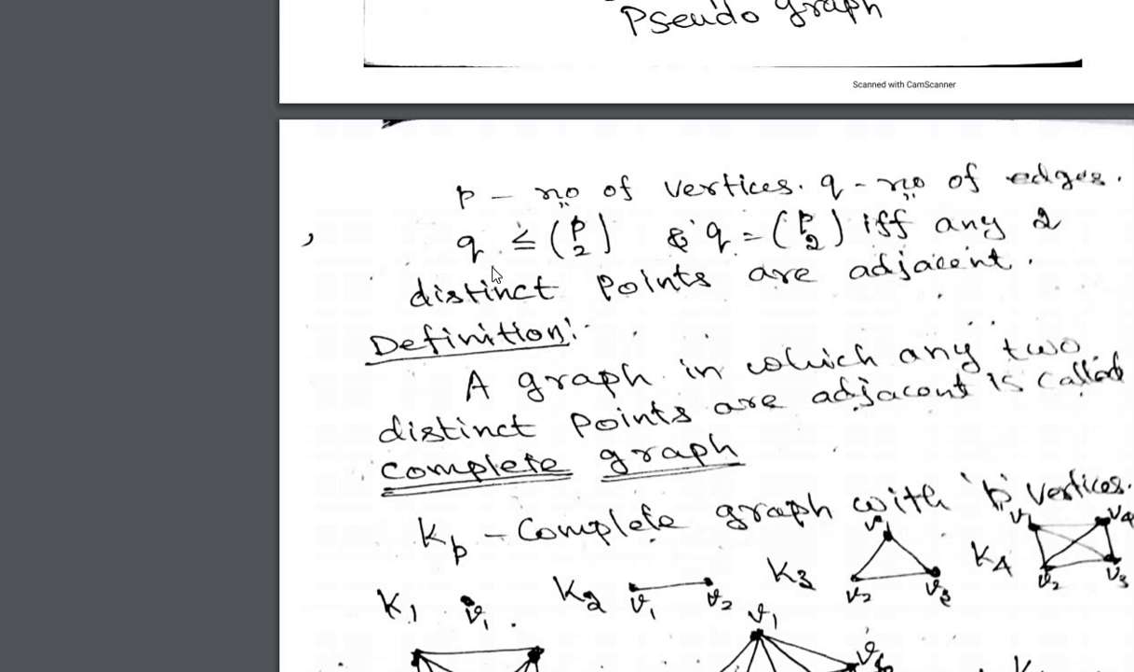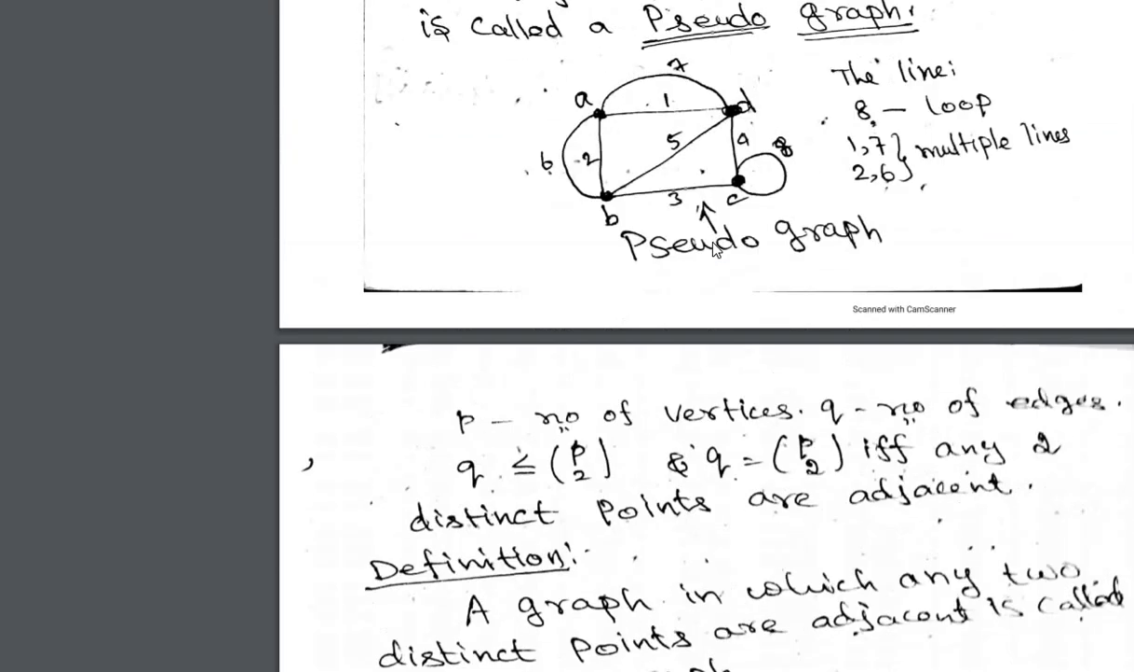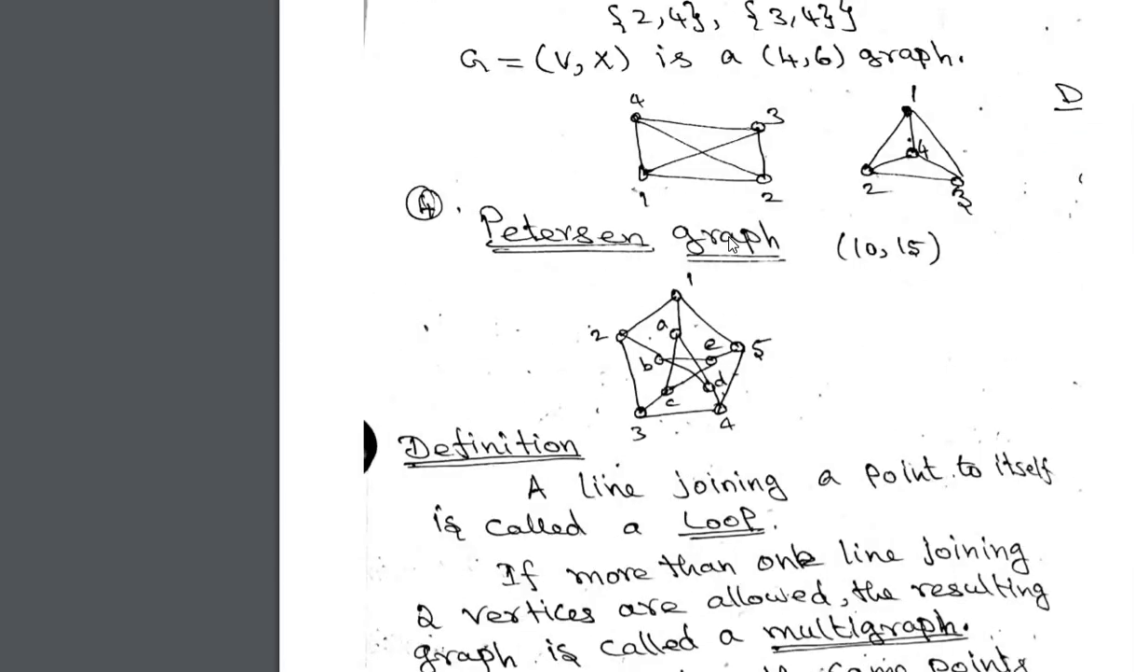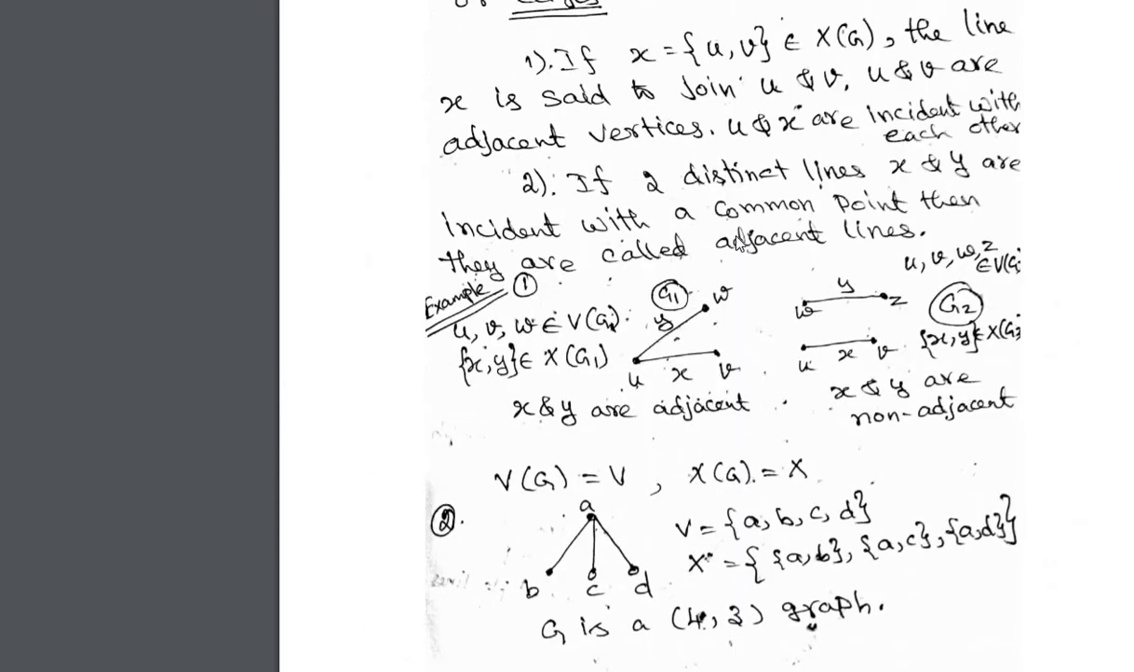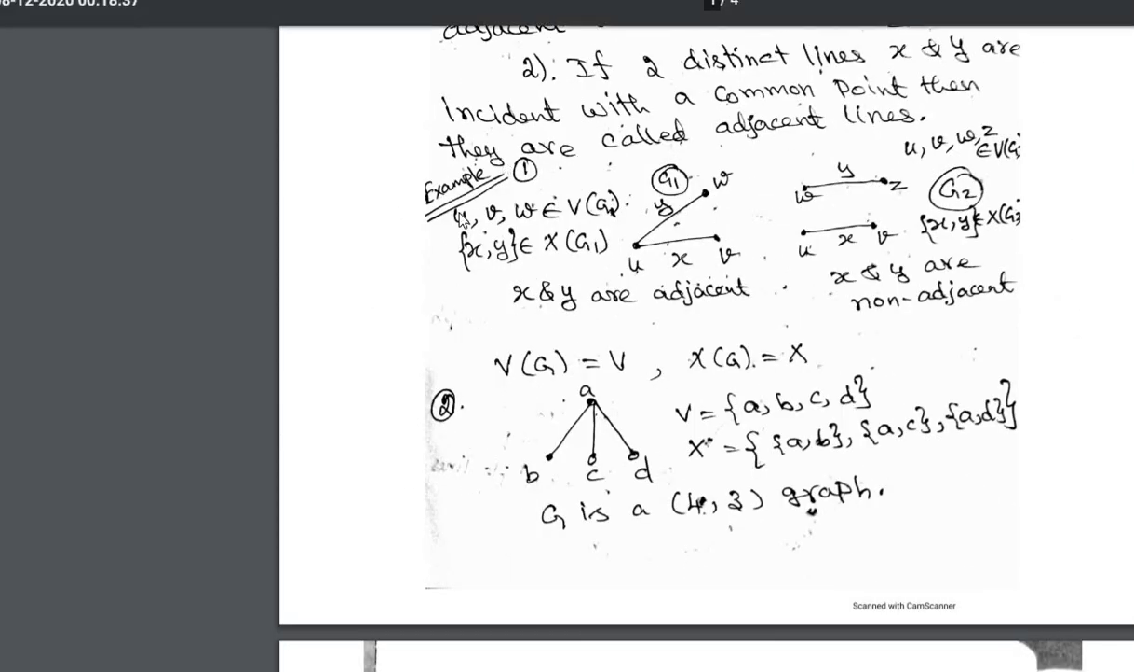The number of edges is less than or equal to PC2, and equality occurs if and only if any two distinct points are adjacent. If any two distinct points are adjacent, the number of edges is equal to PC2. Just check the previous graphs: Q is less than or equal to PC2. You have already seen this graph. You can come to the second example.